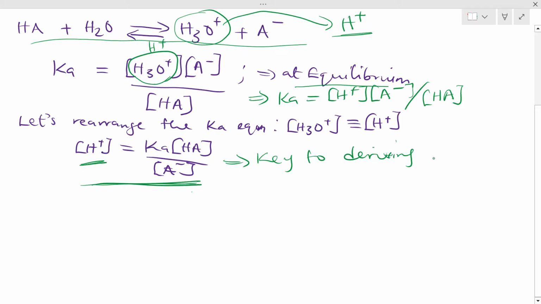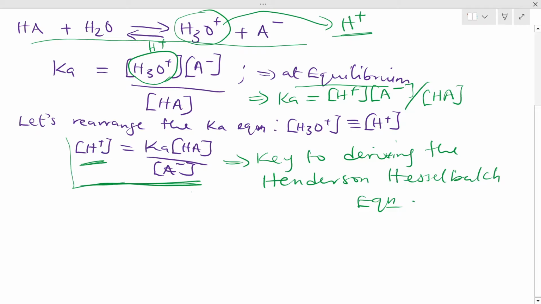It's very key to deriving the Henderson-Hasselbalch equation, because from this point you now take the negative log of both sides. So the next thing after you get to this point is what? To take the negative log, taking the negative log of both sides of the equation. Both sides.